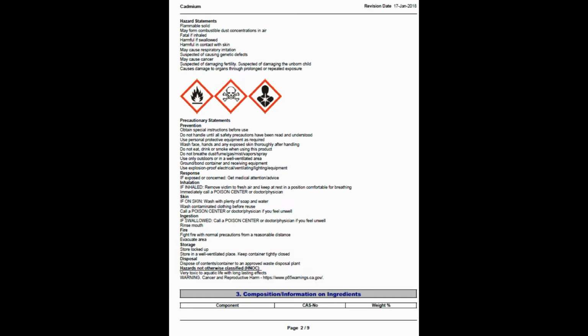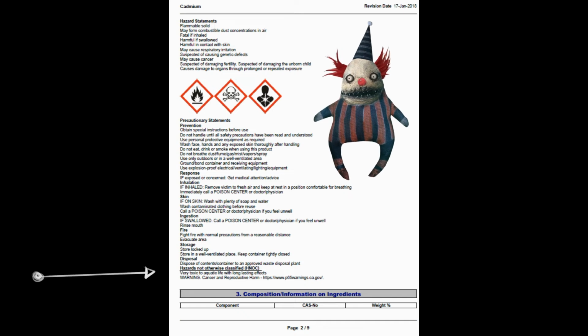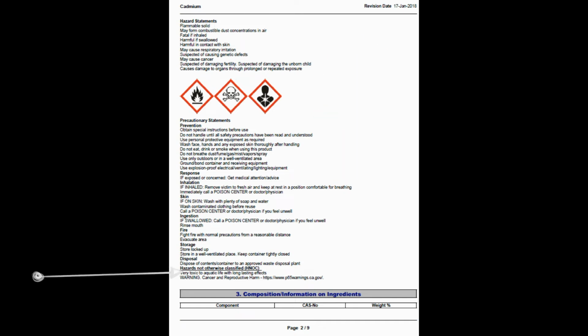Page 2, we keep on going with the hazardous. Flammable solid, combustible dust concentrations, fatal if inhaled, harmful if swallowed. Of course, you have your GHS, right? Your pictograms for global harmonization, precautionary statements, responses, if it gets on the skin, if it gets ingested, storage, specific information, hazardous, not otherwise classified, very toxic to aquatic life. Like, this thing is just bad. And in the hazard section is where you'll find this.